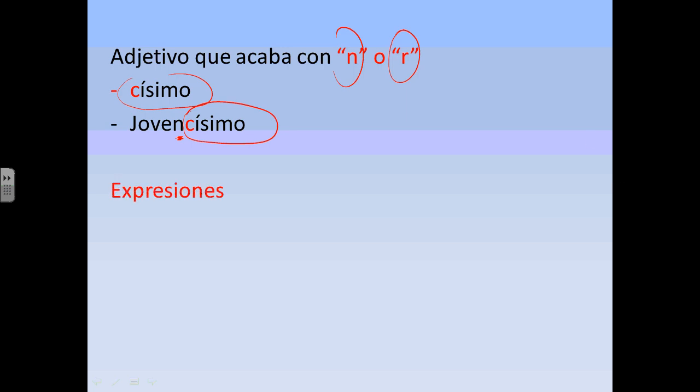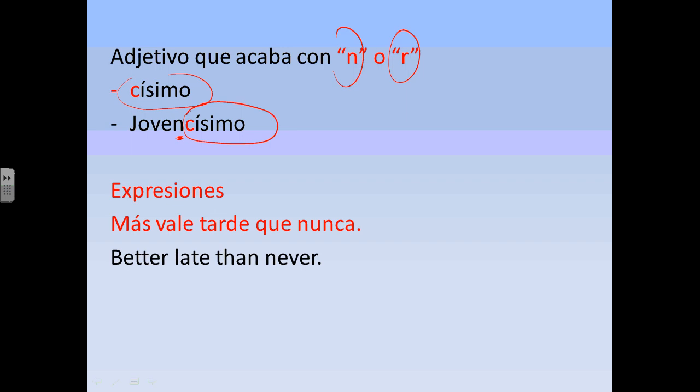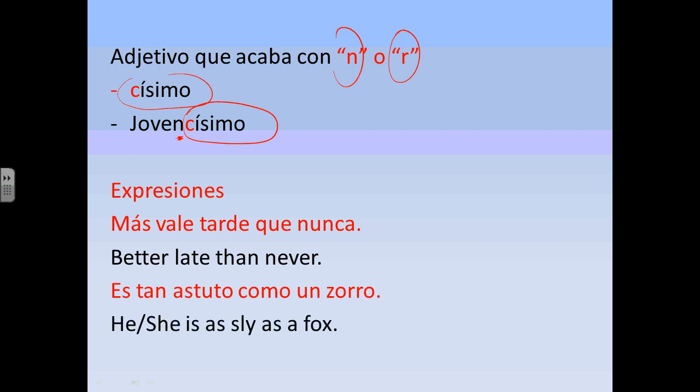Algunas expresiones que deben saber son más vale tarde que nunca, better late than never, y es tan astuto como un zorro. He or she is as sly as a fox.